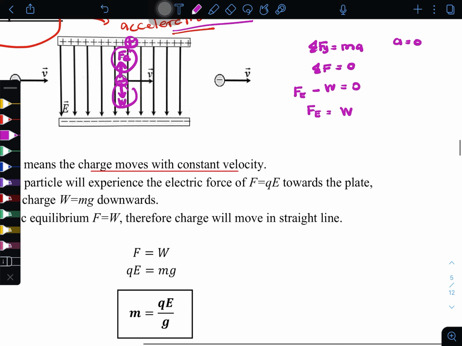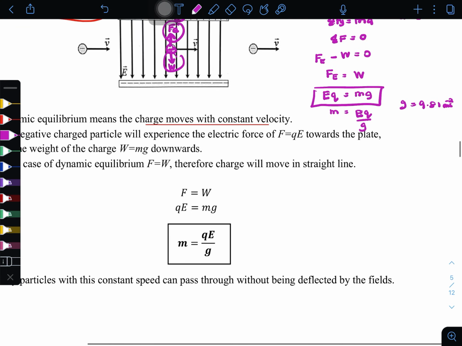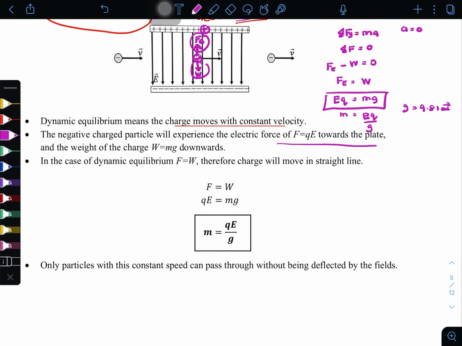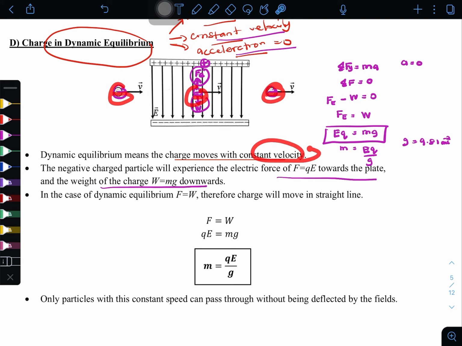So, kalau saya nak cari apa-apa nilai, FE is equals to EQ from the definition and weight equals to mg. So, I can rearrange the equation. Apa yang saya nak. Kalau saya nak mass, saya boleh cari mass EQ over G. The nilai G always 9.81 meter per second square. Alright. So, negative charge experience force towards the plate. So, that's why bila charge ini masuk, dia takkan berbentuk parabolic path. Dia boleh keluar dalam bentuk dynamic equilibrium with a constant velocity.